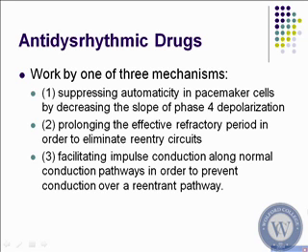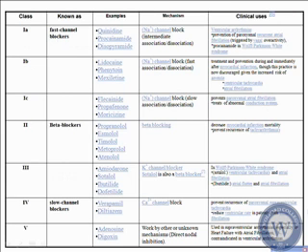The other reason that you get dysrhythmias is a prolonged effective refractory period, which helps eliminate reentry circuits. The antidysrhythmic drugs can also help by facilitating impulse conduction along normal conduction pathways in order to prevent conduction over a reentrant pathway. So reentrant pathways are also a big problem causing arrhythmias.